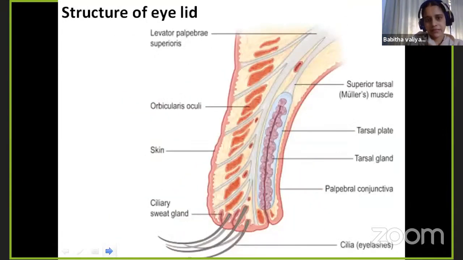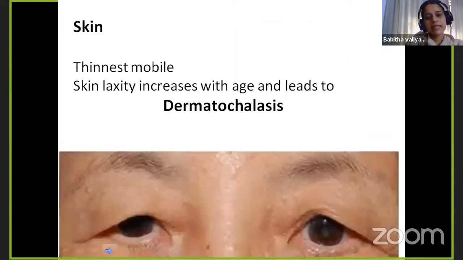Then this is the structure of the eyelid. From anterior to posterior: skin, subcutaneous tissue, orbicularis muscle, LPS muscle, Müller's muscle, tarsal plate with the meibomian gland, submuscular tissue, and the conjunctiva. These are the eyelashes. The skin of the eyelid is the thinnest and highly mobile, and the skin laxity increases with age, which leads to dermatochalasis.